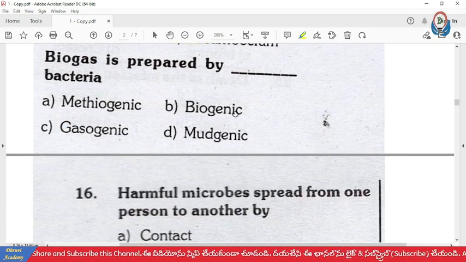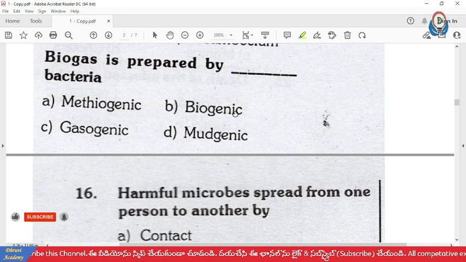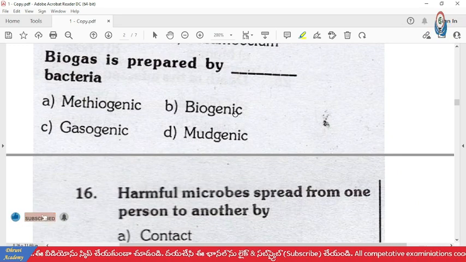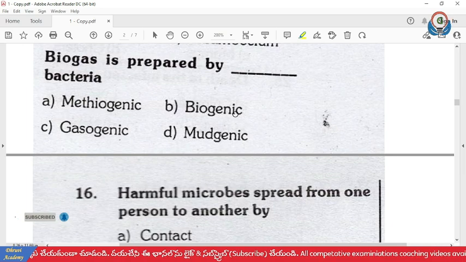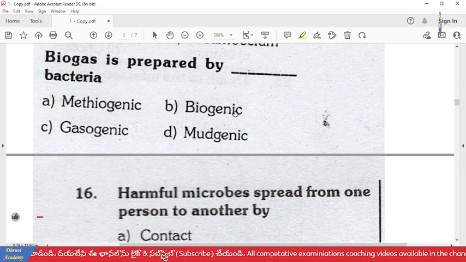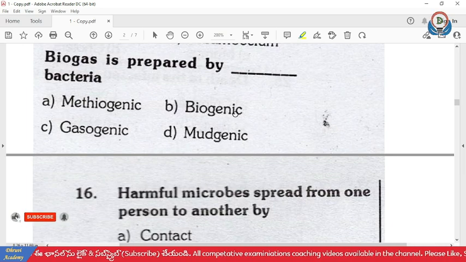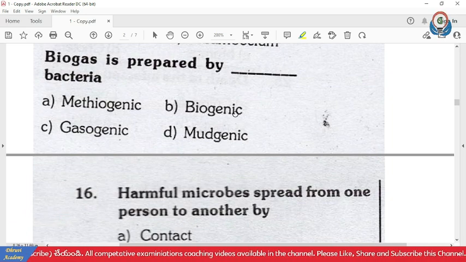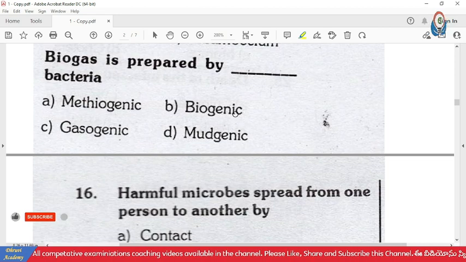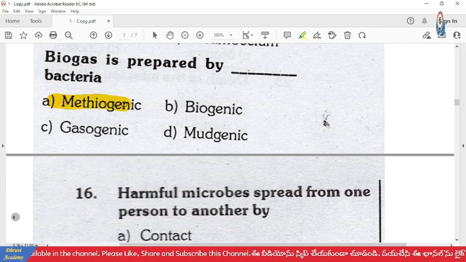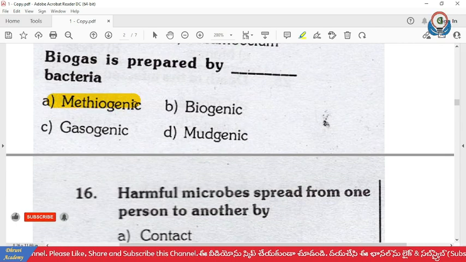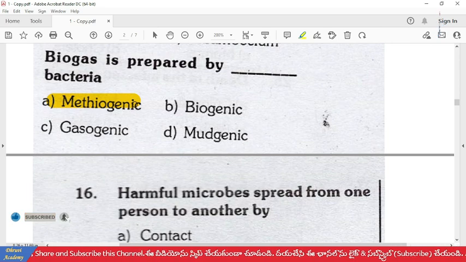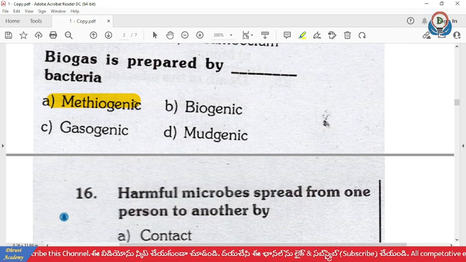Next, biogas is prepared by bacteria. Biogas is prepared by bacteria. Is it A methanogenic, B biogenic, C gasogenic, or D mudgenic? Which is the correct answer? Its answer is methanogenic, because biogas is prepared by methanogenic bacteria. Methanogens are present in organic wastes like decomposed matter.